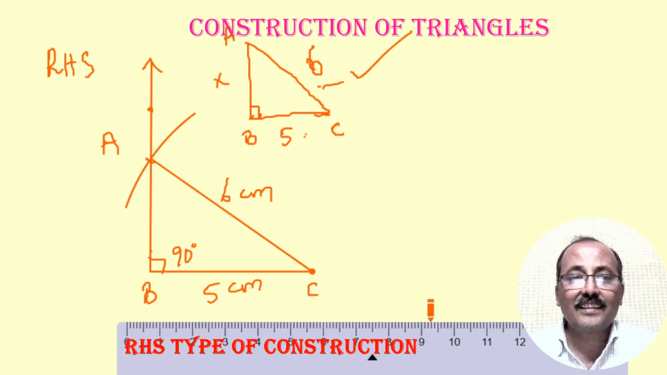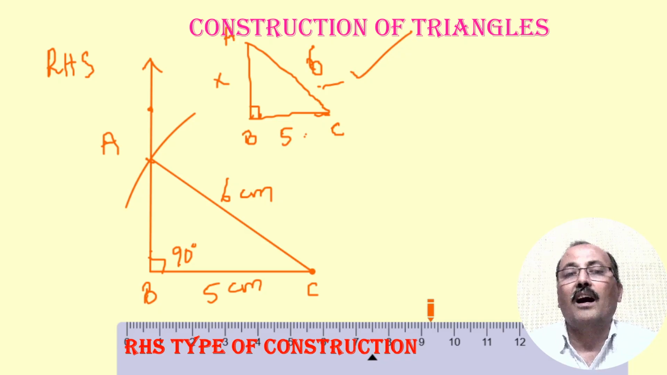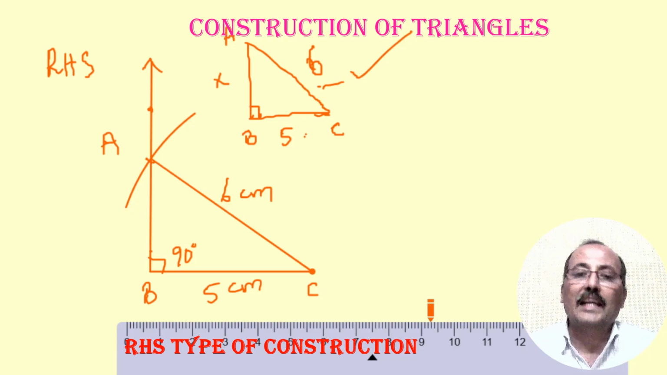That's all, children. Triangles are over. I have covered all the types of triangles in this one. All the types means how many? 4 only: SSS, SAS, AAS or ASA we can call, and RHS. All the 4 types we covered. With the 4 types only they are going to ask almost all the questions. 1 or 2 tricky questions will be there. When you pose the tricky questions, I can explain.